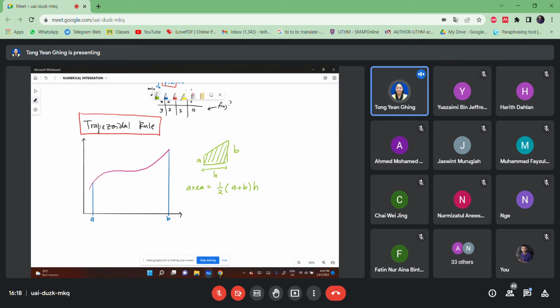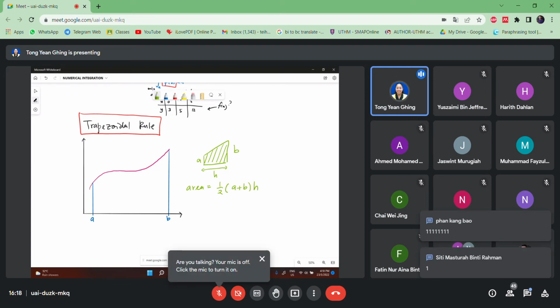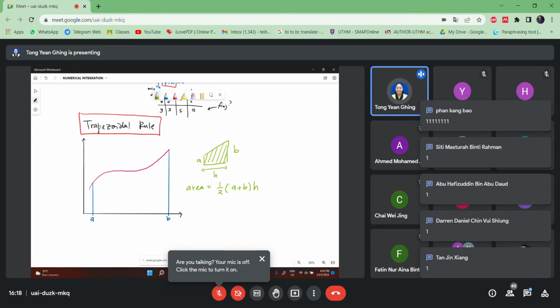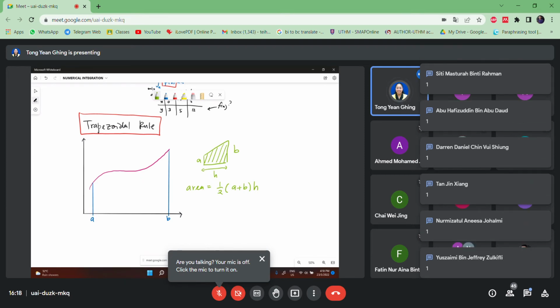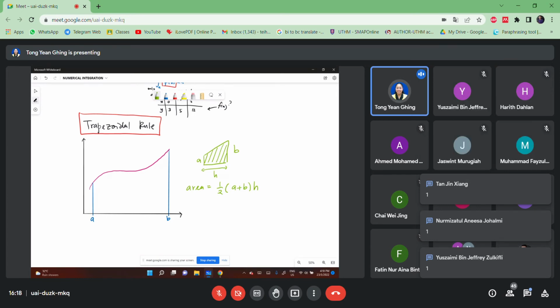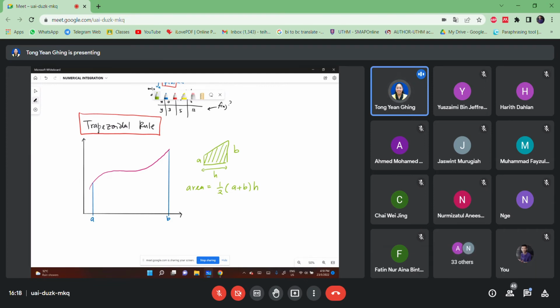Oh, sorry, Shafiq, I didn't notice your message. To find the approximate value, that's correct. Actually, all the syllabus you learn in numerical methods, we only find the approximation value. We don't find the exact value, because every time we do this, it's not the exact solution, so normally we have the error. Whether it's this chapter or the chapters before, numerical integration, numerical differentiation, or even systems of linear equations, we only find approximation values.